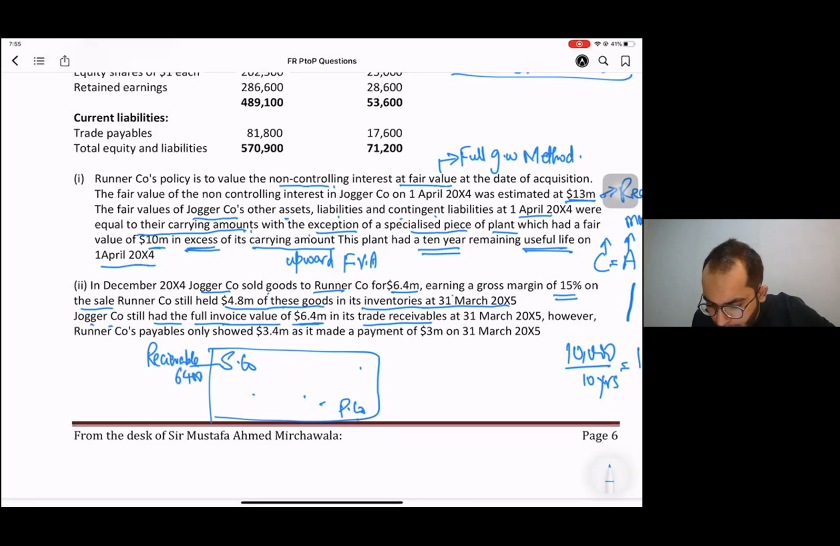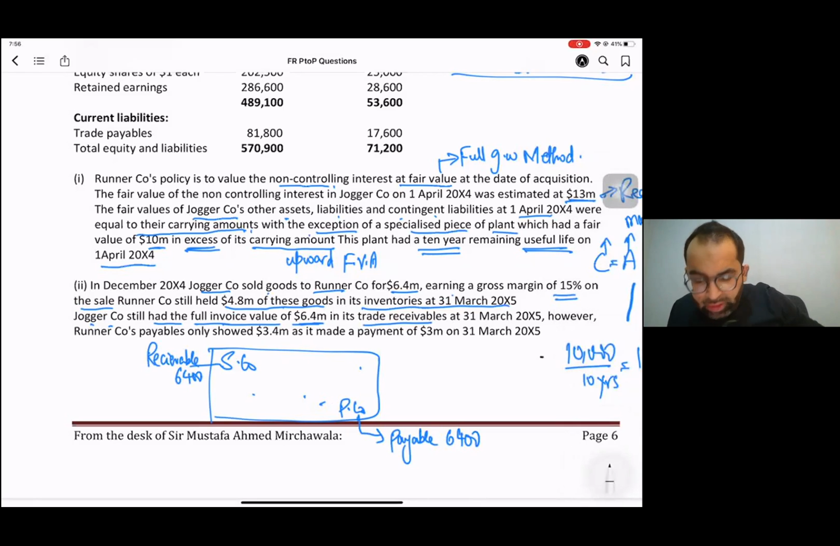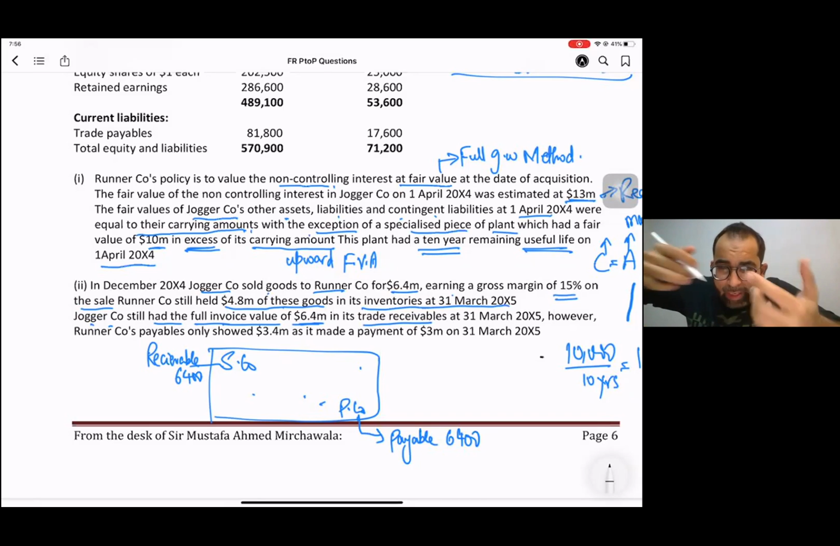One day before the year end, the payable in P company was also 6,400. So it was aligned. But what happened on the last day?